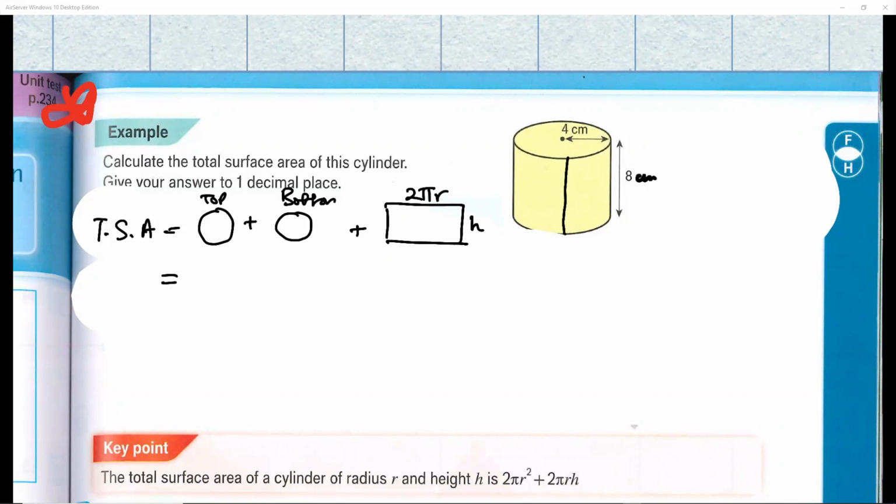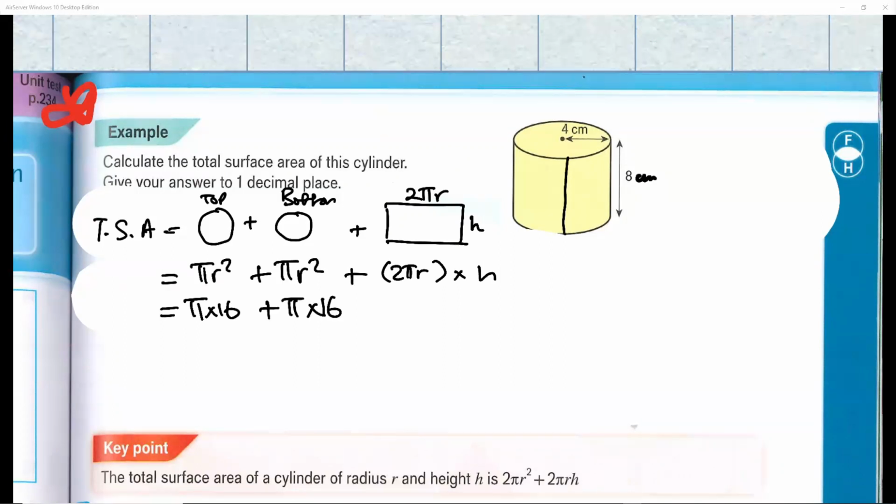You do pi r squared. And then pi r squared again. How do you work out the area of a rectangle? 2 pi r h. Oh, very good. Okay, lovely. Right, now let's start putting in the values. So we got pi. What's the radius? 4. And 4 squared is? 16.